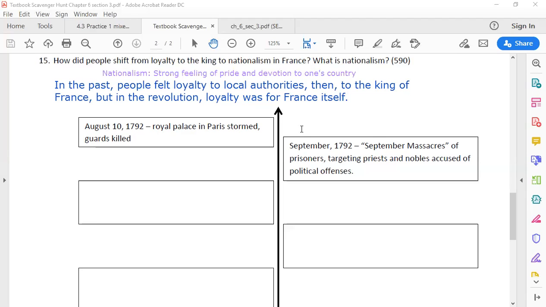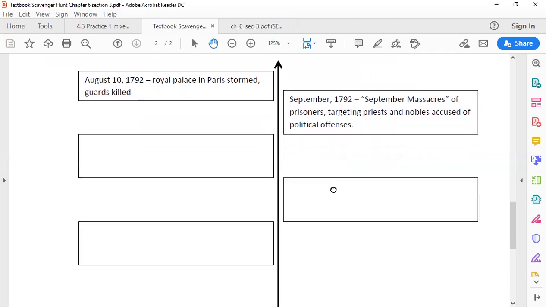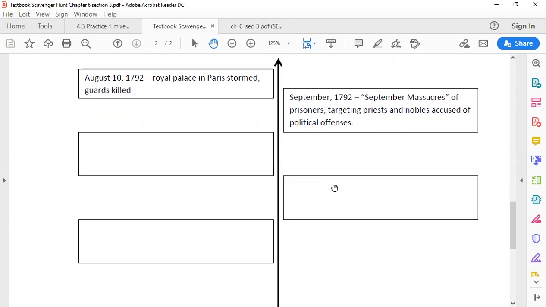Okay. The next assignment I gave you guys was to go through and to build this. I'm creating these notes so I can just scroll. Go through and build this timeline. This timeline is the same thing that's in these notes, but they're put in order of when they happened. And you can see my example here. Question number 1 talks about the storming of the royal palace, okay, where the guards were killed. Part number 2 I filled in for you. It talks about the September massacres, okay, they targeted priests and nobles that were accused of political offenses.